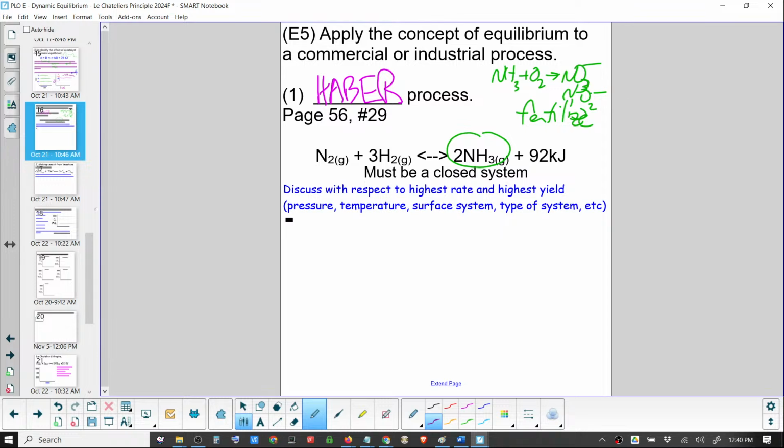Given pressure, temperature, surface area, what type of system, how can you make as much ammonia as possible, knowing that this is an equilibrium? So it's going to make both. How can you get the most ammonia possible? That one probably should be discussed in groups.